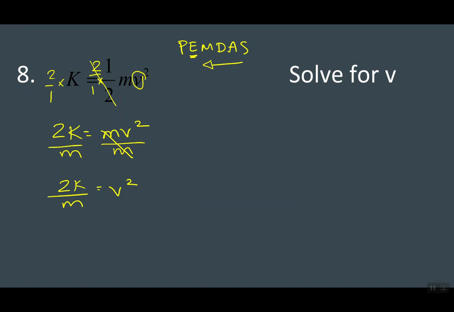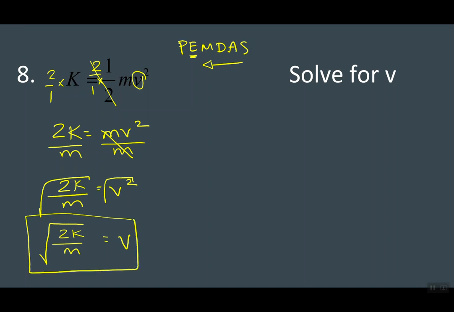And then the last thing, remember I need to do the opposite operation to get rid of something. So the opposite of squaring is to take the square root. So I'm going to square root both sides. So that means over here I would have v, and then on this side it would be 2k over m, and the whole thing gets the square root. And that is my final answer.